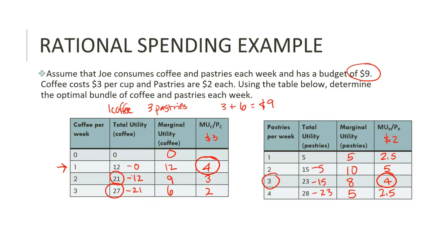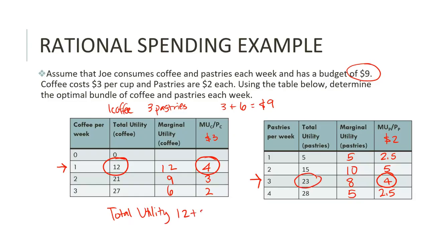Okay, so this is going to be our optimal bundle. This is going to give us the highest total utility. So in this case, our total utility is going to be, let me erase all this other stuff really quick. Okay, so we care about total utility. So from our coffee, we're getting 12 total utility. And from our 3 pastries, we are getting 23 total utility. So this means our total utility for this bundle is 35.